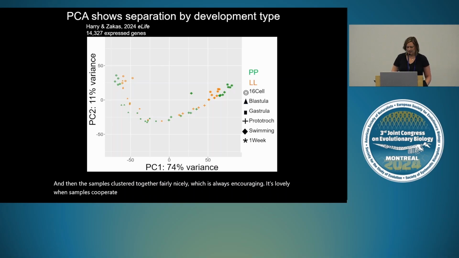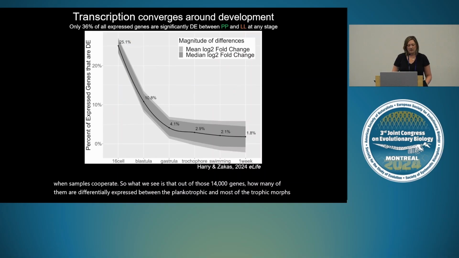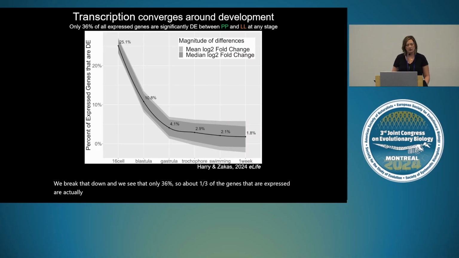So what we see is that out of those 14,000 genes, how many of them are differentially expressed between the planktotrophic and lecithotrophic morphs? We break that down, and we see that only 36%, so about a third of the genes that are expressed, are actually differentially expressed between the two types. And most of that is pretty early in development.